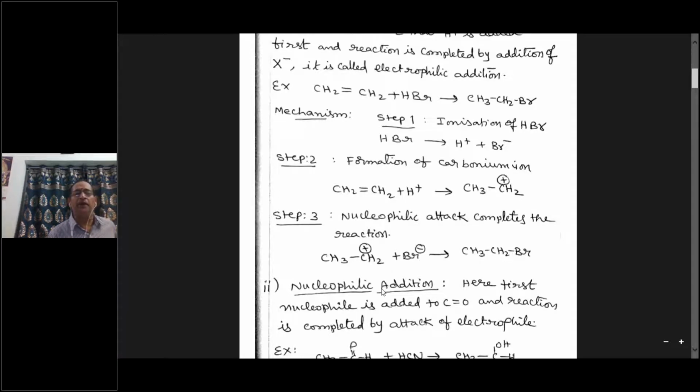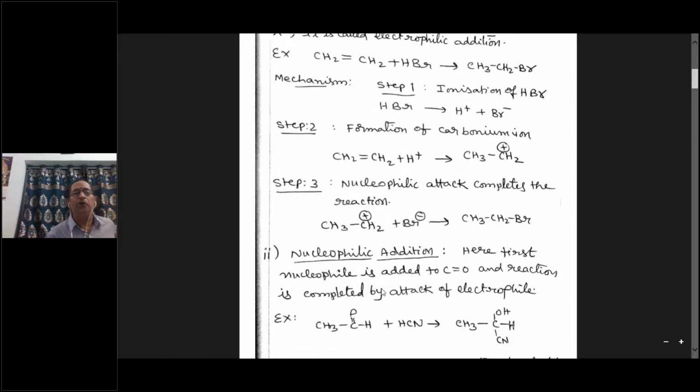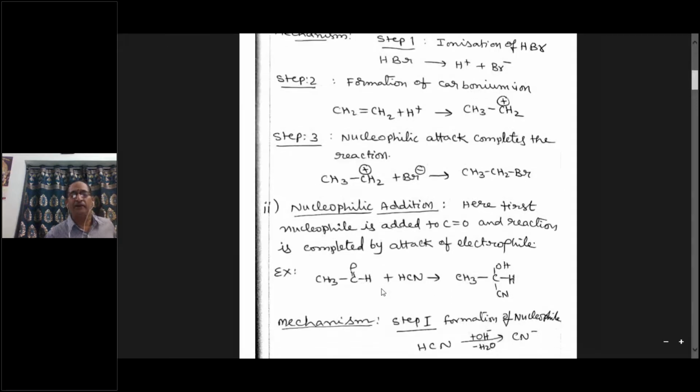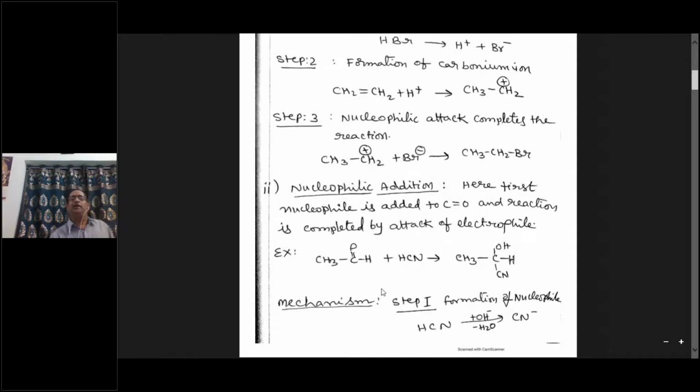Next, nucleophilic addition. What is a nucleophilic addition reaction? In a nucleophilic reaction, the nucleophile attacks first, and the reaction is completed by the attack of an electrophile. For example, if you take addition of HCN to acetaldehyde, you will get acetaldehyde cyanohydrin. It is an example of nucleophilic addition.